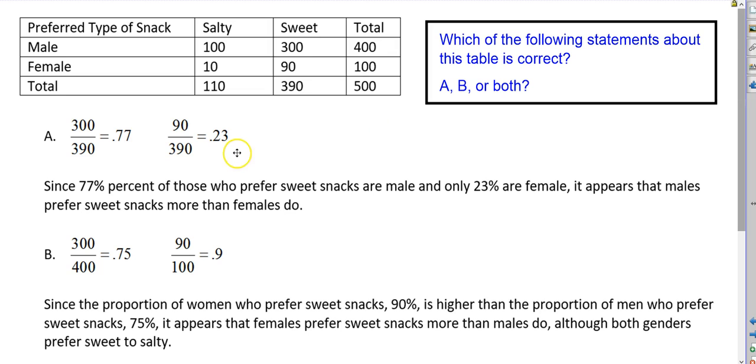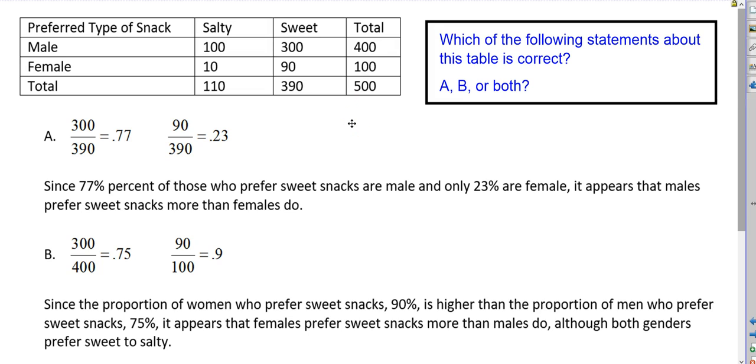Why is it then that part A gives us a contradictory statement? Well, if you look at the sweet total, it is true that a much higher proportion of those who preferred sweet snacks were male. But if you look at the salty column, it is also true that a much higher proportion of those who prefer salty snacks are male. That's because a much higher proportion of all the respondents are male, so we would expect to have more males in any category that we asked about. That's why we have to group males and females separately, using rows and not columns.